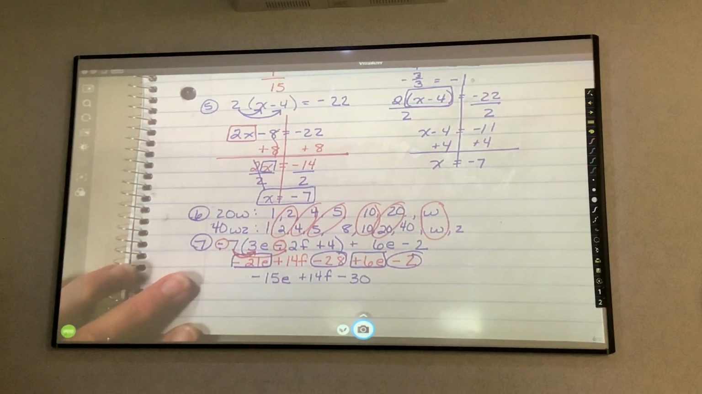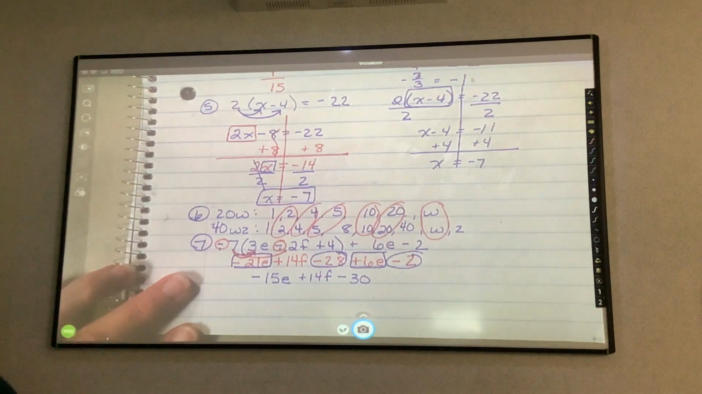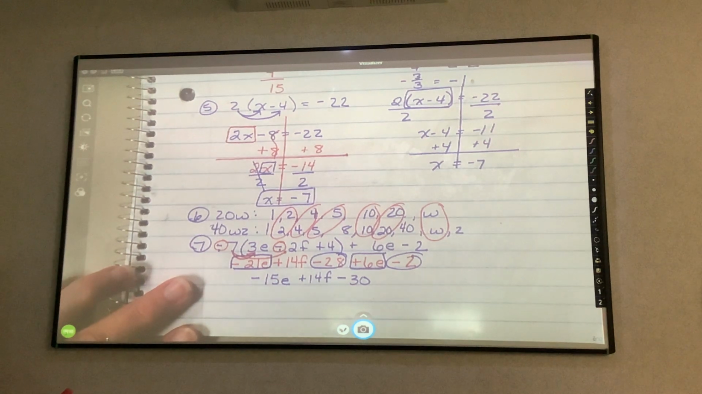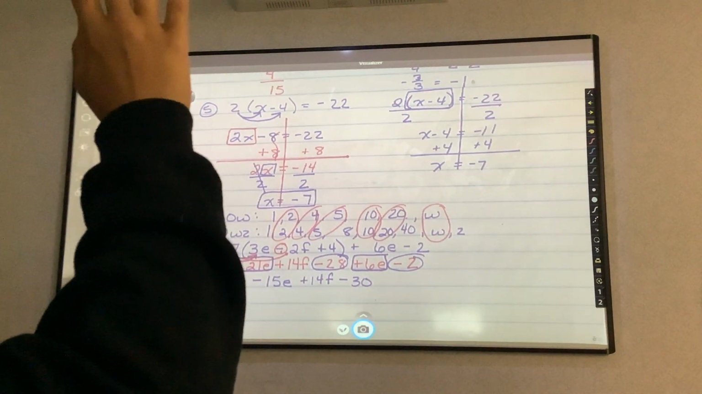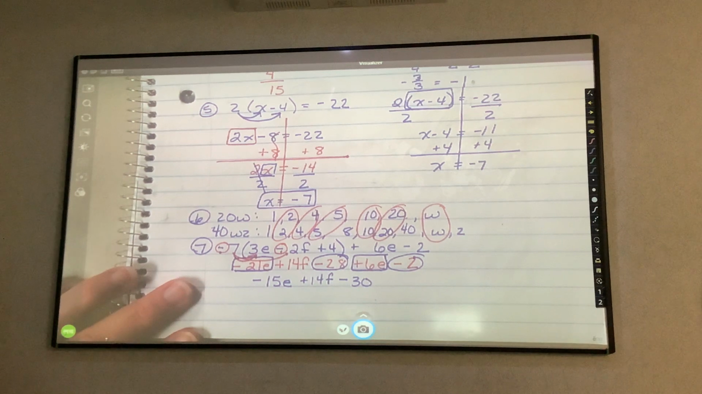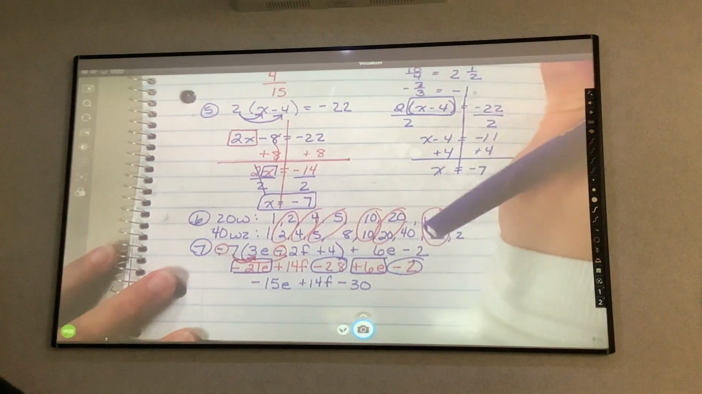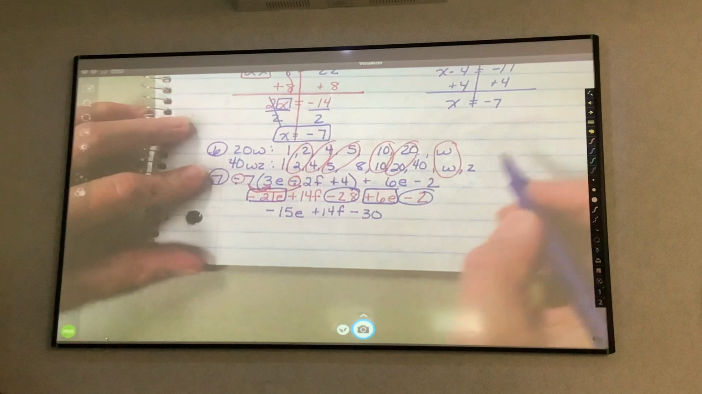Did anyone get this one right? Good. Yeah, all right? Okay, then fix it. How many of you got it wrong because you said it was a negative 14F? How many of you just didn't know what to do? Perfect. Okay. Do you understand a little bit better? Kind of? Need a little bit more? That's totally understandable.